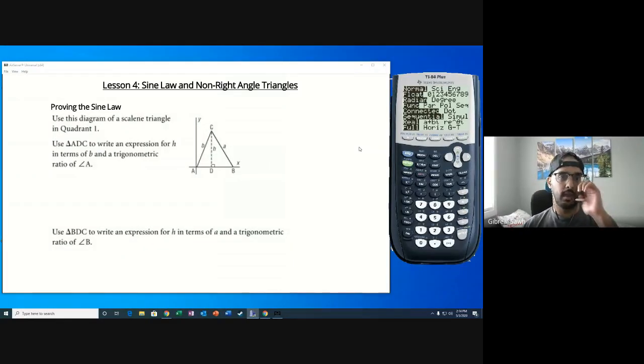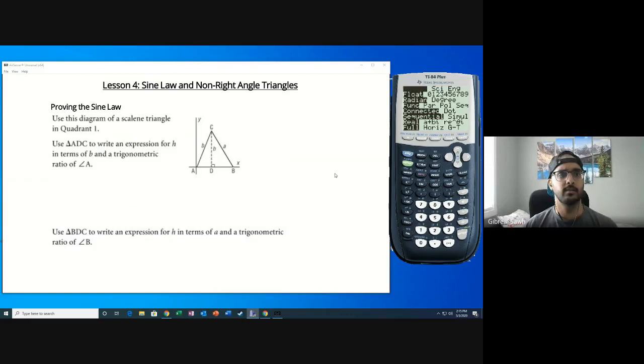Okay, today we're going to look at the sine law and ways we can solve non-right angle triangles. So in Math 10, you learned how to use sine, cosine, tangent on triangles that had a right angle of 90 degrees. But now you could be faced with problems where you don't have that right angle anymore, and we have to know how to deal with that as well.